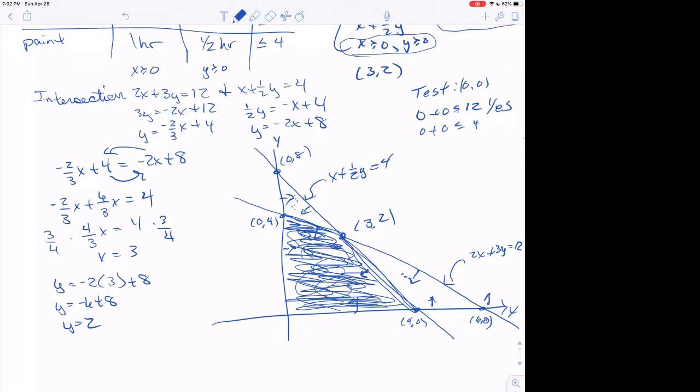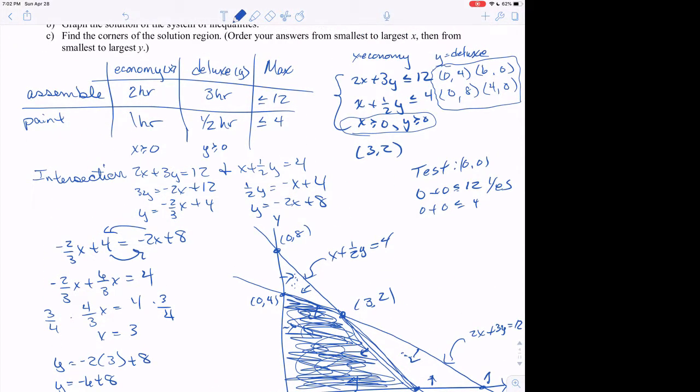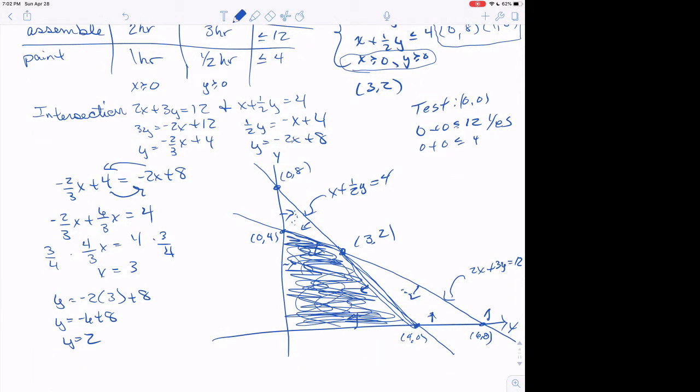That's all you do. The hardest part in all of this is setting up the equations.